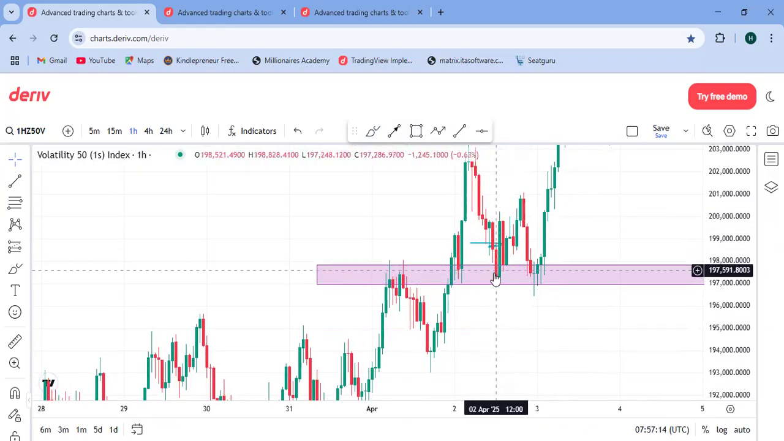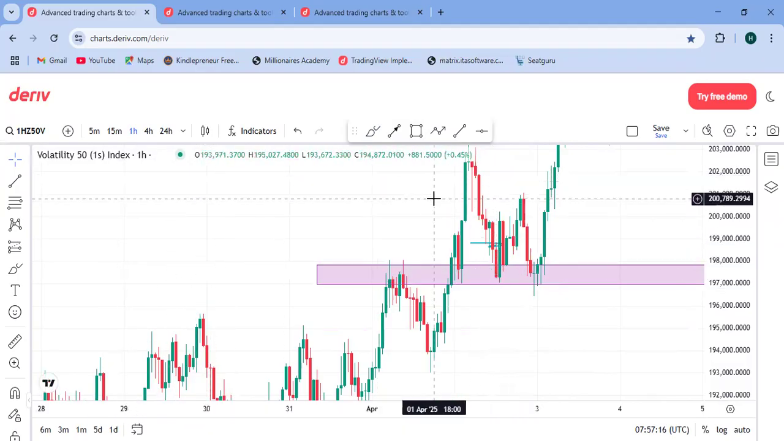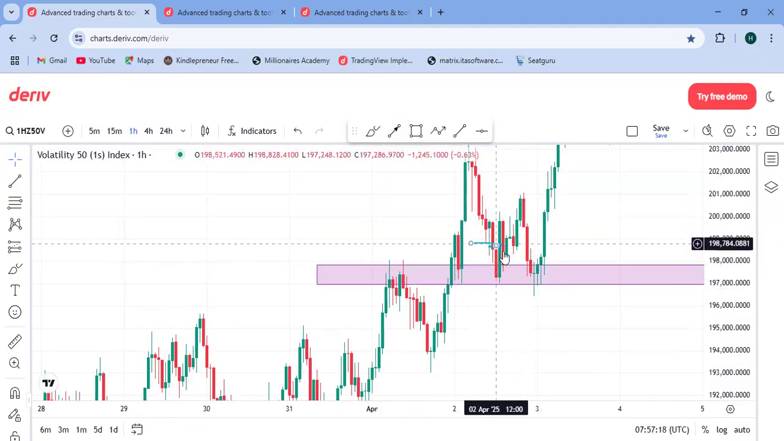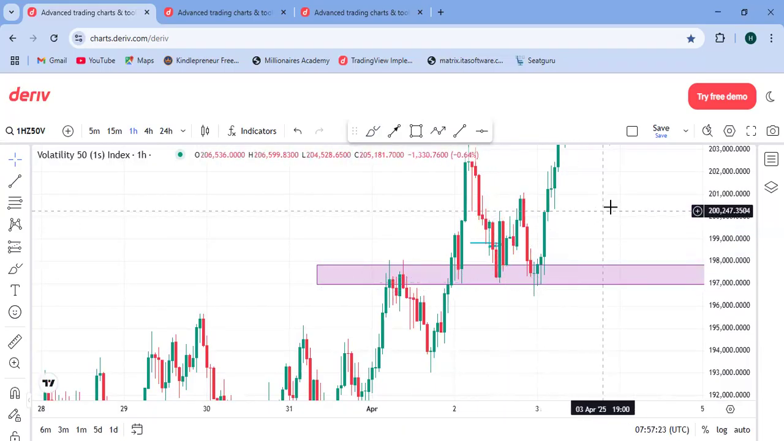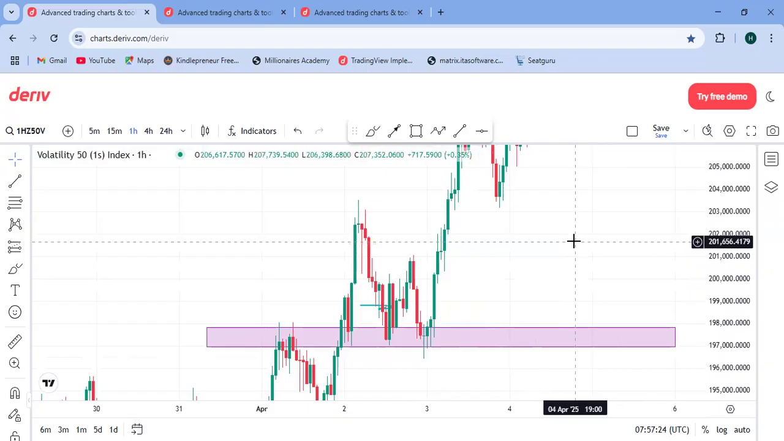It gave nice profits. V51S is a very volatile pair. And if you can just get a good entry and hold the trade, guys, you'll be making so much profit. If you have a good account size, even a little move will give you some massive profits, guys.